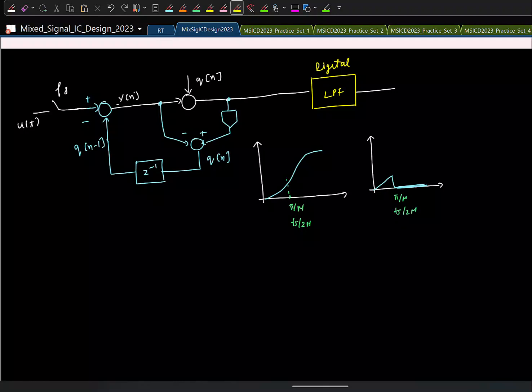And remember, after doing this, if I look at the output here, I don't have any content beyond fs by 2m. Earlier at least I had the noise, so now there is absolutely no information beyond fs by 2m. Here my sampling rate is fs, so here also the sampling rate is fs. So what can the sampling rate be now? It can be fs by m, right?